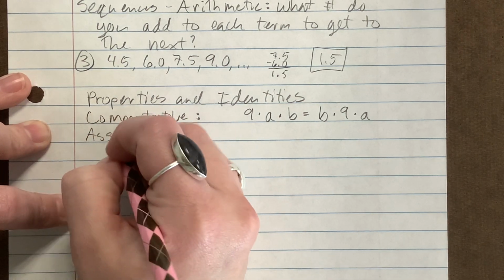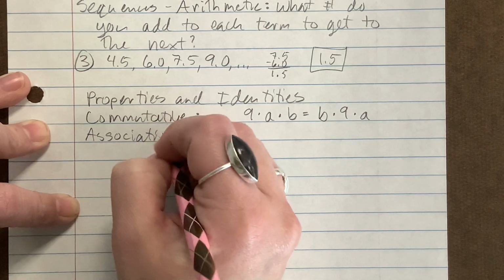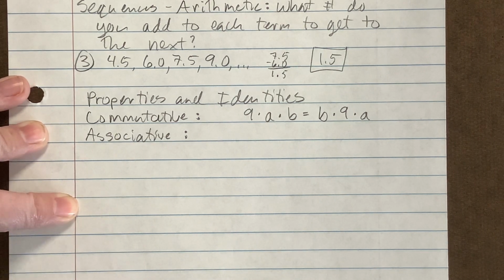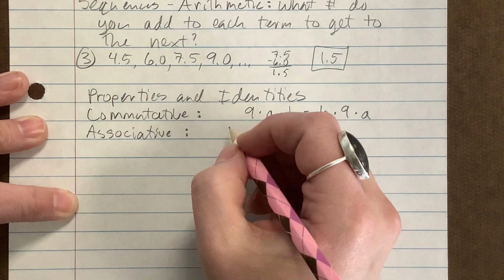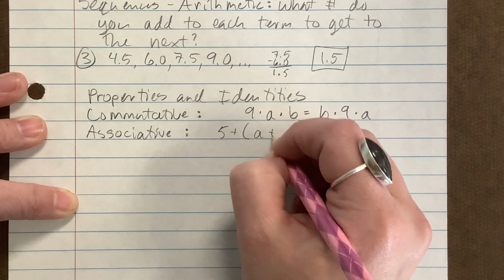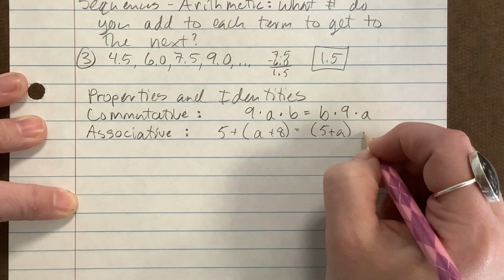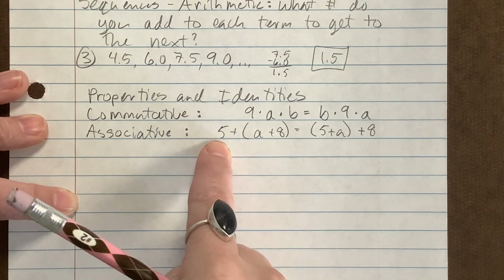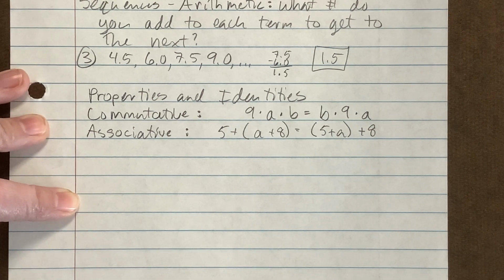Okay, associative. And the associative property is the idea that we can move parentheses, again, if we have all addition or all multiplication, and it doesn't change the value. So this one looks like 5 plus parentheses A plus 8 is going to be the same thing as 5 plus A in parentheses plus 8. So what this means is we switch from adding these two first and then adding this one in to adding those two first and adding that one in. Should come out to be the same.